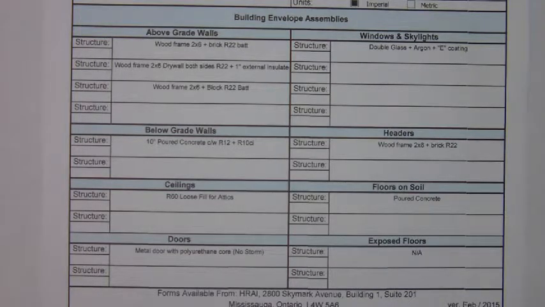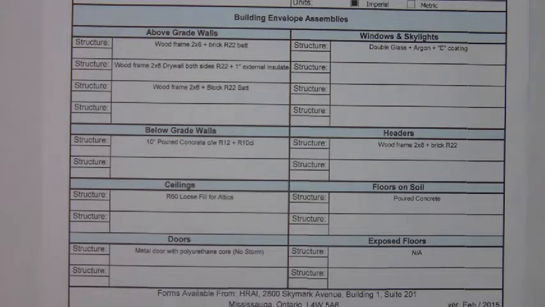Then we've got headers, and these will be wood frame. In our case, the floor joists which make up the header are 2x8. All the headers have a brick veneer, and typically your header insulation is equal to the insulation required in your frame wall. So in this case, we will have an R22 batt in our header area.